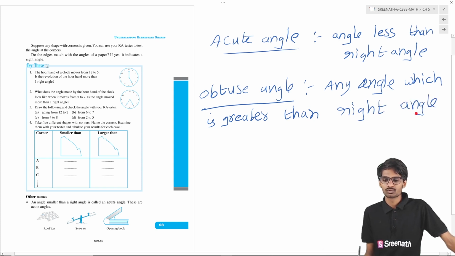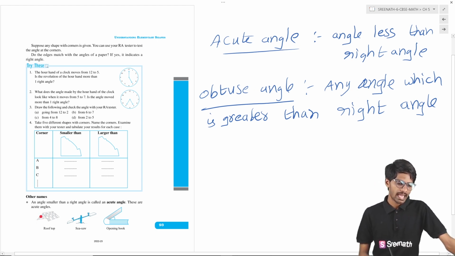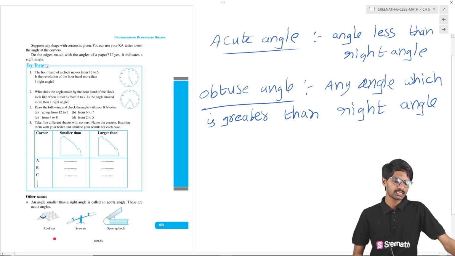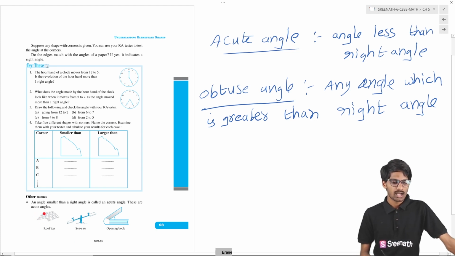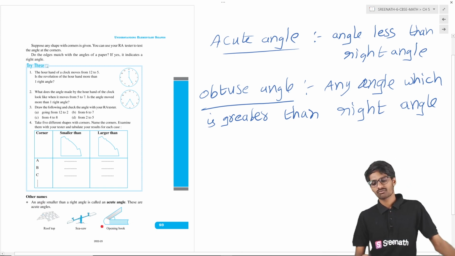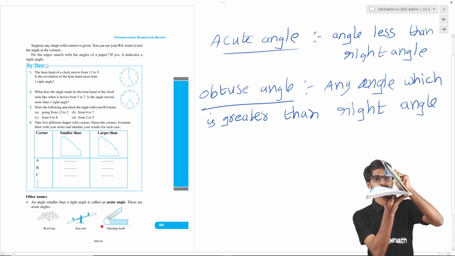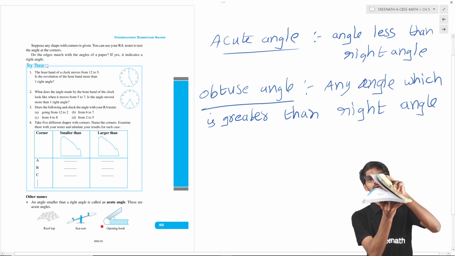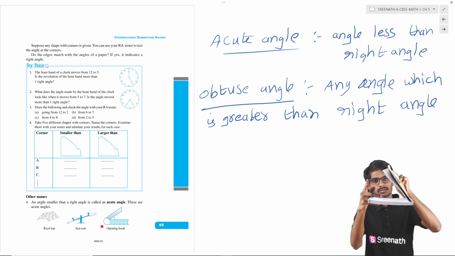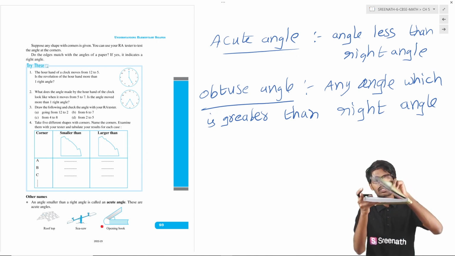What is it? Obtuse angle, students. Okay, suppose what are the examples for acute angle? Suppose there is a rooftop. Now the angle between the two is an acute angle. And if you open a book like this, okay students, the angle between this and this is the acute angle.